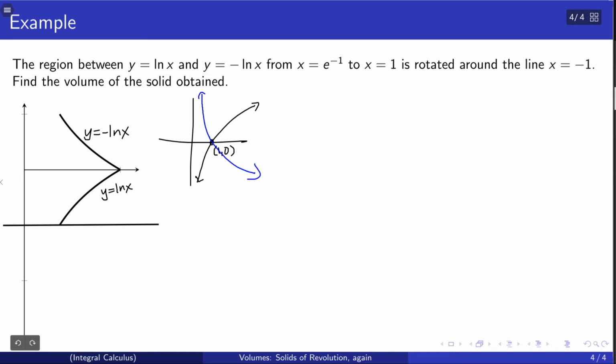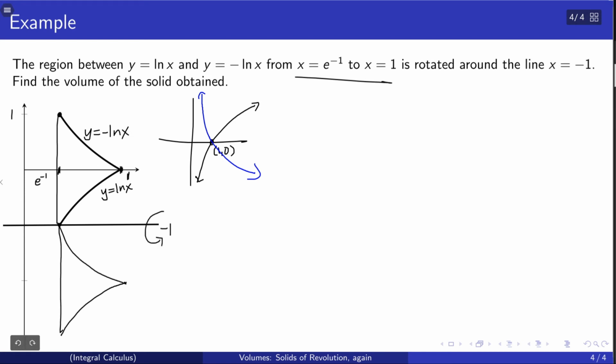So we're looking at this in between x equals e raised to -1 and x equals 1. And e to the -1 means, well, if that's the x coordinate, then the y coordinate is just either -1 or 1. So this is the region that we have. And we're rotating it here now. Not across the x-axis, but across or around the line x equals -1.